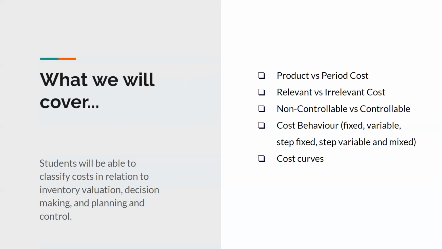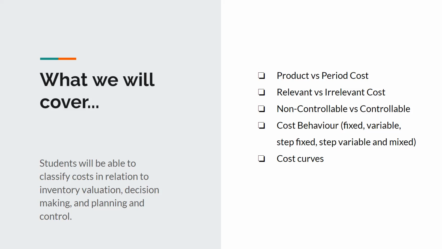So we're going to categorize costs in different ways. We'd look at product costs versus period costs. We would look at relevant costs versus irrelevant costs, controllable costs versus non-controllable. We would review, because we introduced this last day, cost behavior. When I talk about cost, these are expenses basically. Could be fixed, like a period cost. They can be variable, like product costs.